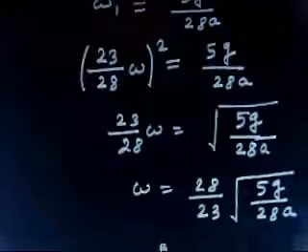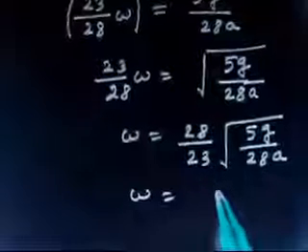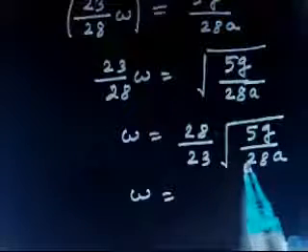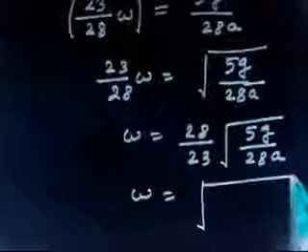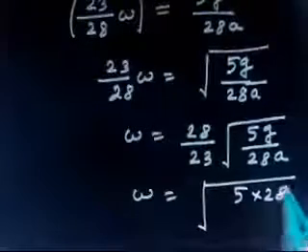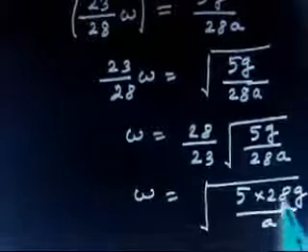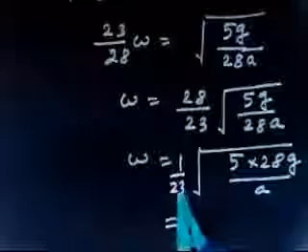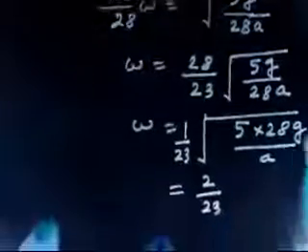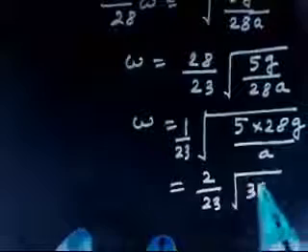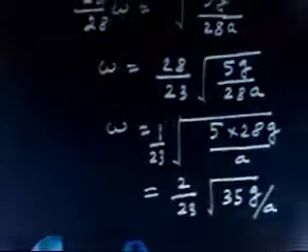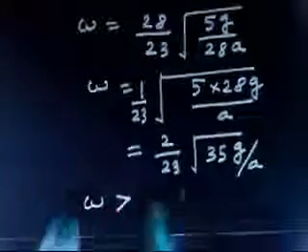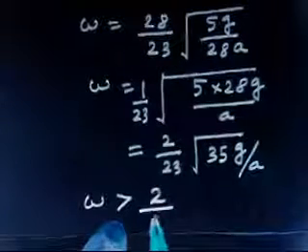So 28 goes inside, so we will have omega equal to 28 into, you can do this calculation. So this 28 goes inside, so we will have 5 into 28 g by a. If you take 2 common, and there will be 23 also, so 2 by 23 under root 35 g by a. You do your own calculation, you will get this result. So this is the omega minimum. So this means if omega is greater than this value, the sphere can surmount the step.